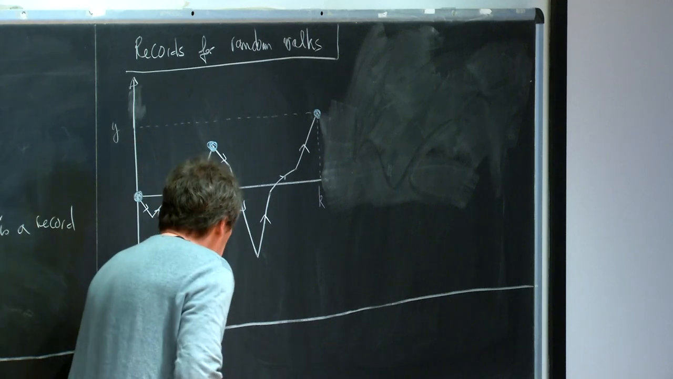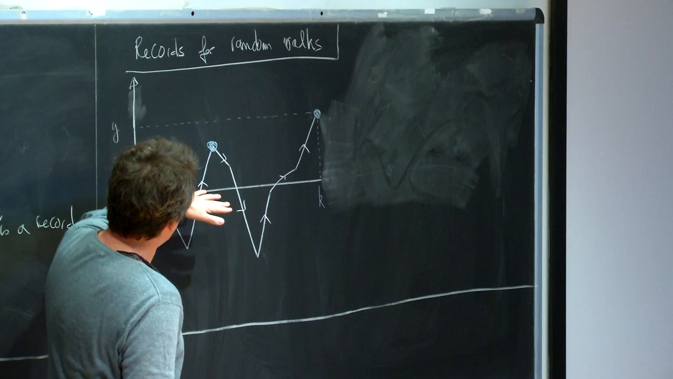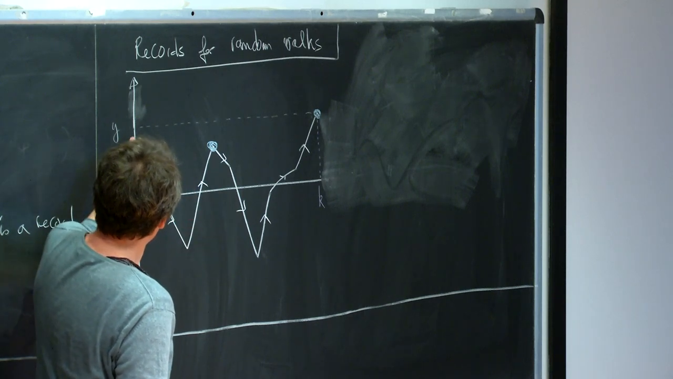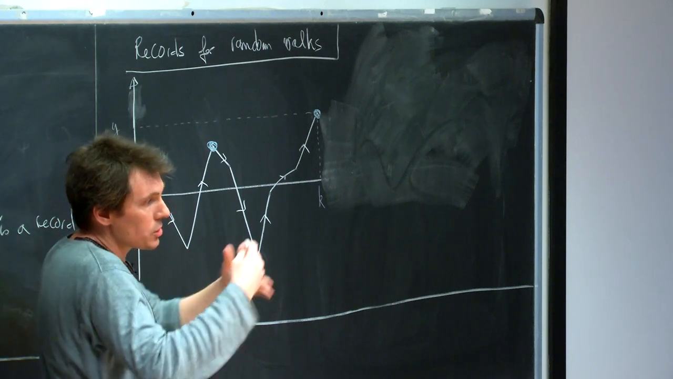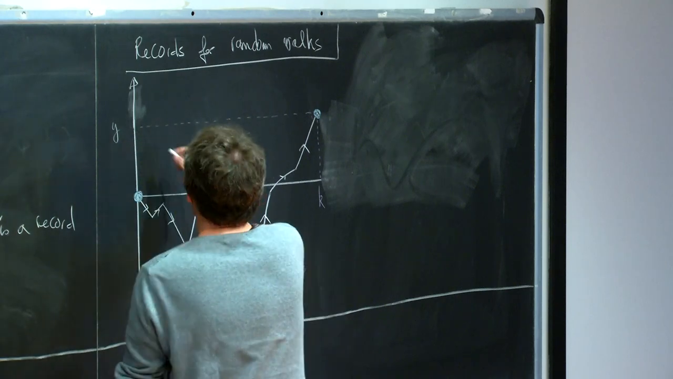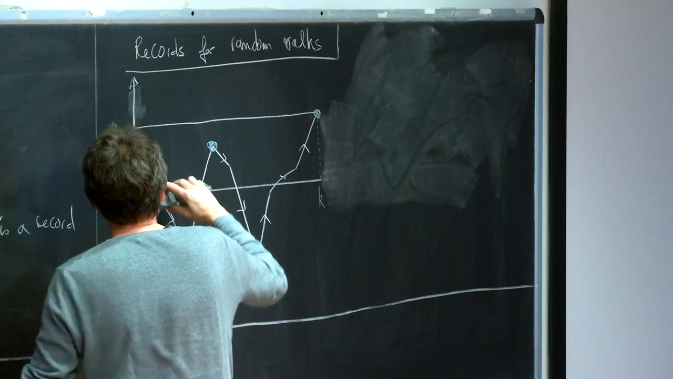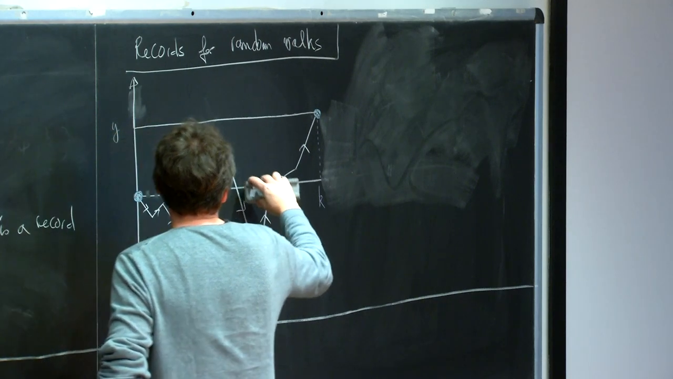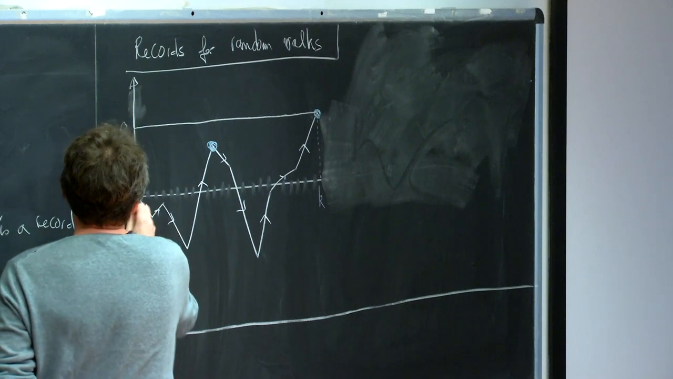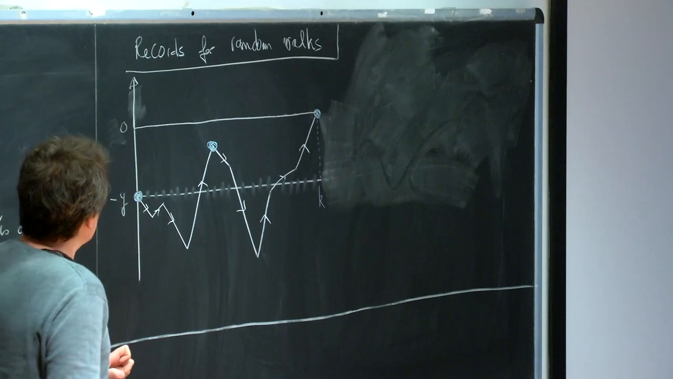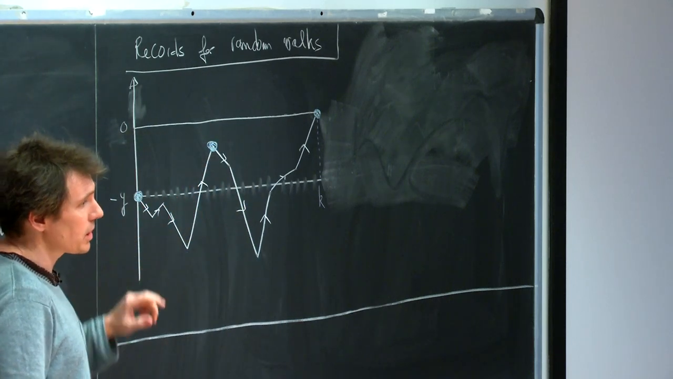So let me do a transformation that we have already done several times. I will first change the origin of space. My origin is here, so let's move this origin there. I can do that because the random walk is invariant under translation. So this will be my new origin. This is one, this will now be some dotted line. So now this will be 0 here, and this will be minus y.